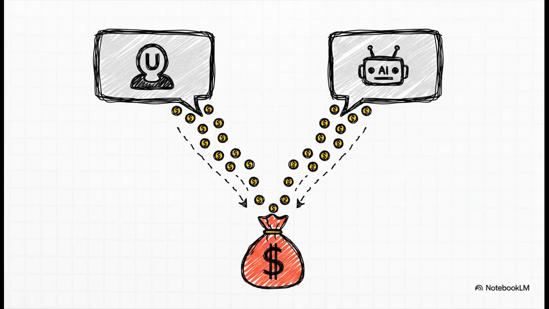The basic currency of all of these models is the token. You can think of a token as being roughly 3/4 of a word. And here's the crucial part. You pay for everything. Not just the AI's clever answer, but also for the prompt and the entire conversation history you send in. It's the grand total of tokens that determines your bill.